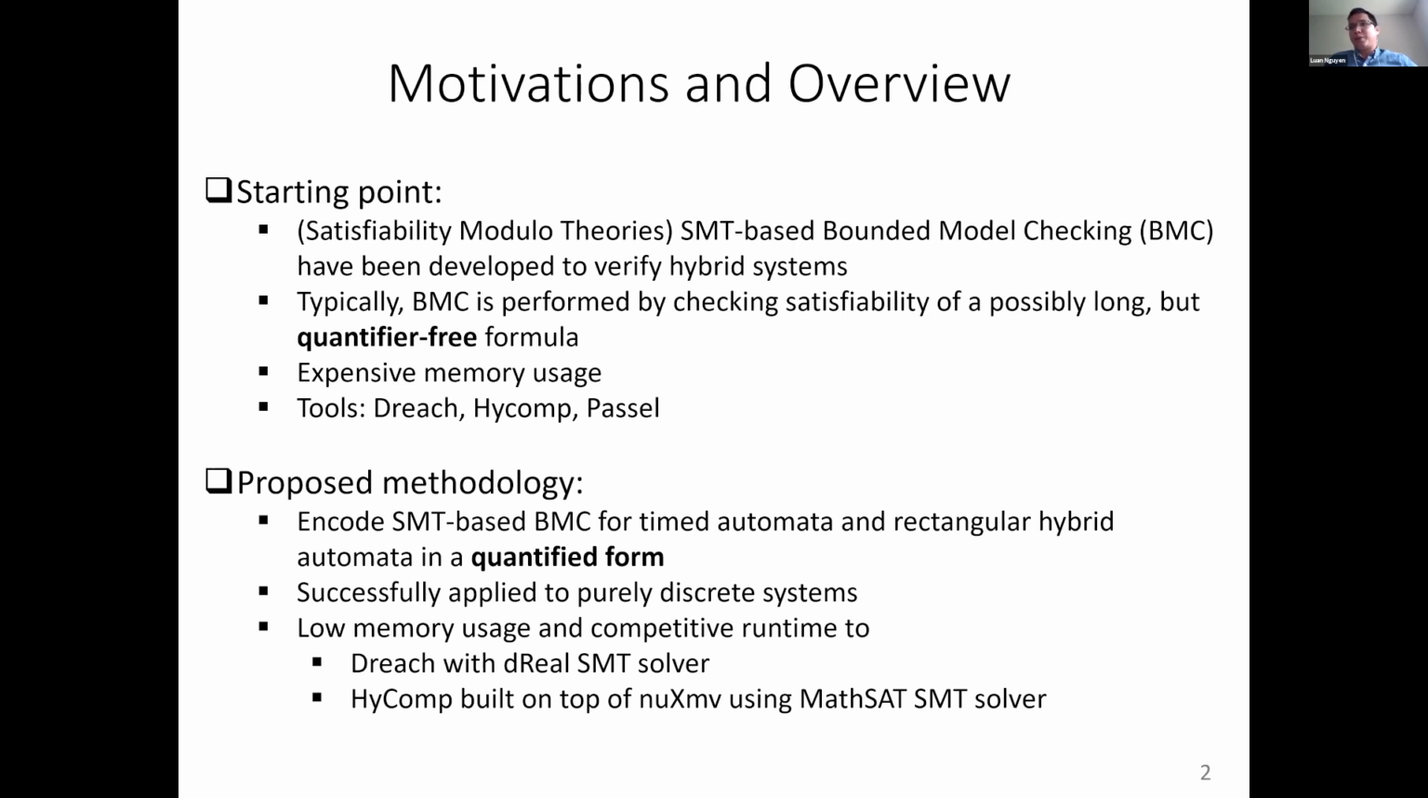In our approach, we will compare the quantified encoding to some of the existing tools like dReach, built on the dReal SMT solver, and HyComp, built on top of nuXmv using the MathSAT SMT solver. And this is an overview of our contribution.